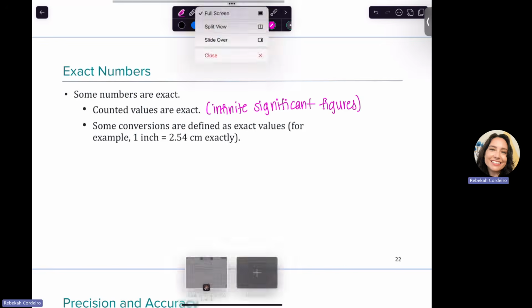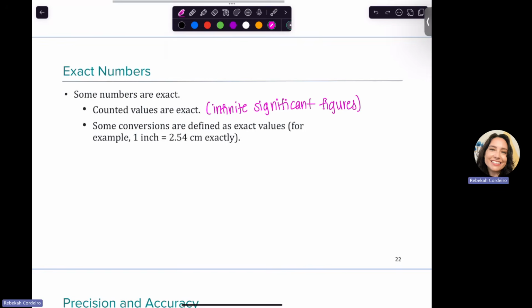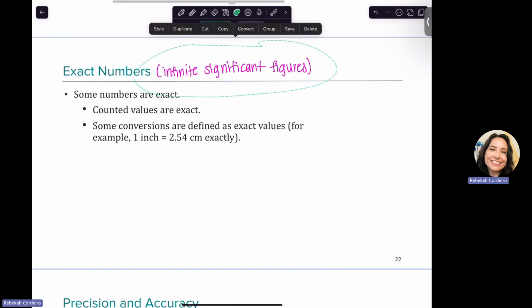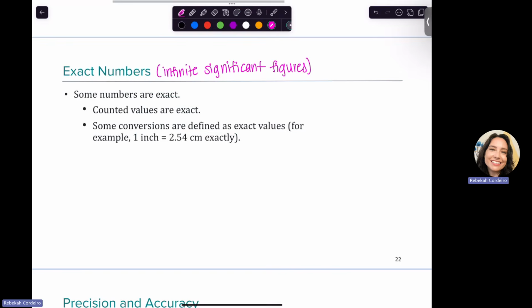Or actually all exact numbers. Because if we think about counting something, there are, you know, five donuts. It would be 5.0000000 to infinity, and there would be no uncertainty, right? There's no uncertainty. It is exactly that thing.